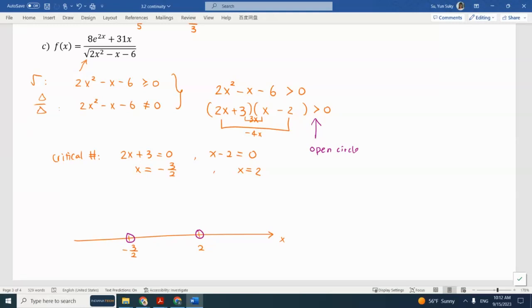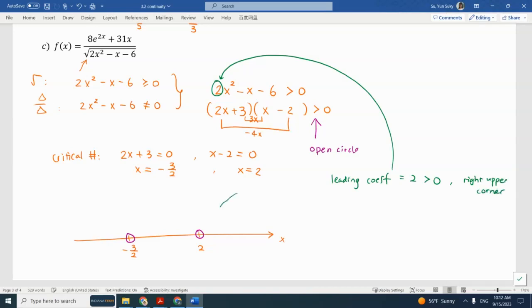But if we want to use the second method, then we look at the leading coefficient. So what is the leading coefficient? Yeah, the leading coefficient is 2. You see 2 is positive. So you start with the right upper corner. Okay, so like this. Because do you see this is a square? It's a parabola. So you can imagine the graph is like this.